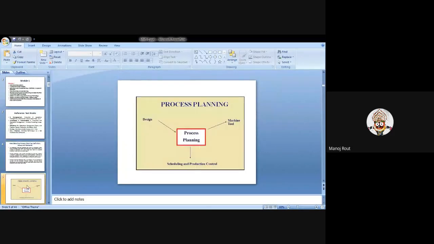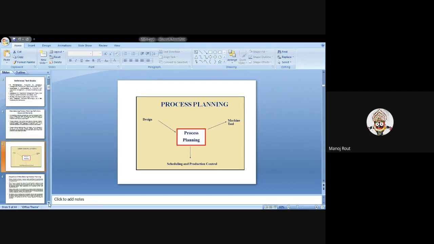In manufacturing process planning, the most important thing is your product design. These are the basic inputs fed into the process planning, and the process planning results in the scheduling and production control over the manufacturing activities. The next part is that process planning requires machines, tools, and equipment, and they also produce the route chart of different equipment and machines.